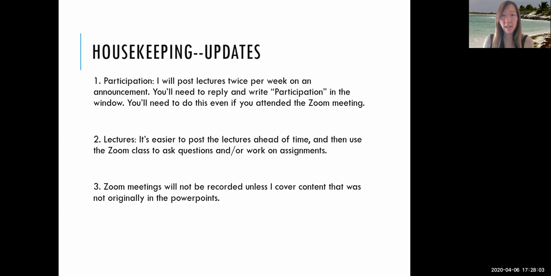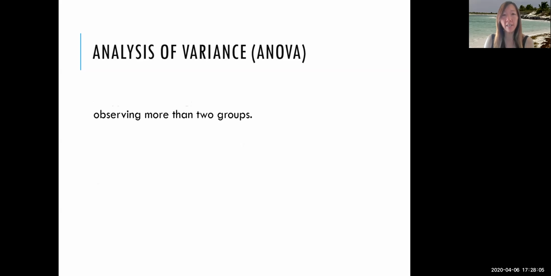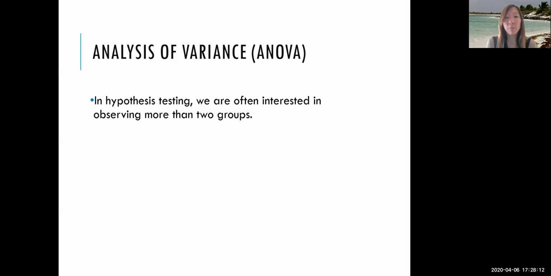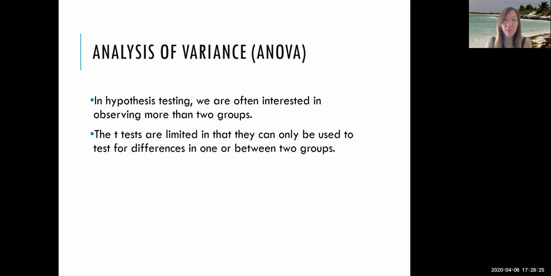Okay, so that said, analysis of variance. All right, so here we go. In hypothesis testing, we're often interested in observing more than two groups. So usually it's not just like male and female. We're a little bit more interested in knowing 3 or 4 or 5 or more groups and comparing those.